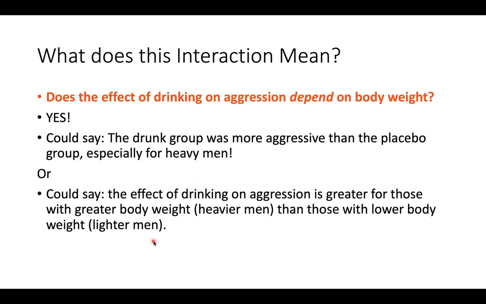We can say this both ways, right? The drunk group was more aggressive than the placebo group, especially for heavy men, or the effect of drinking on aggression is greater for those with greater body weight, heavy men, than those with lower body weight, right? Doesn't matter which sort of emphasis we put on which variable, the interaction is interpretable either direction, either way.